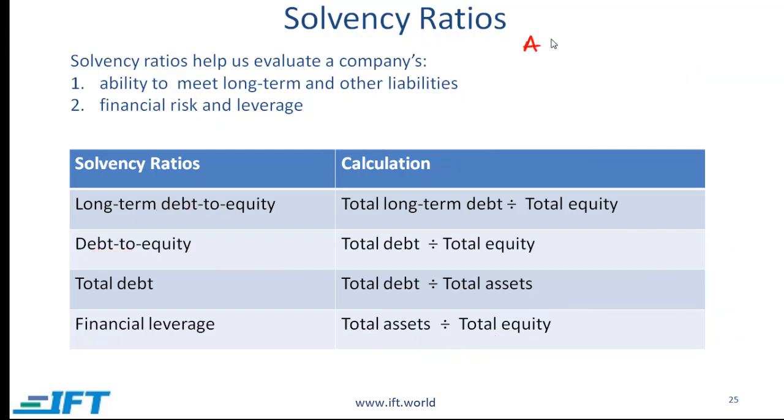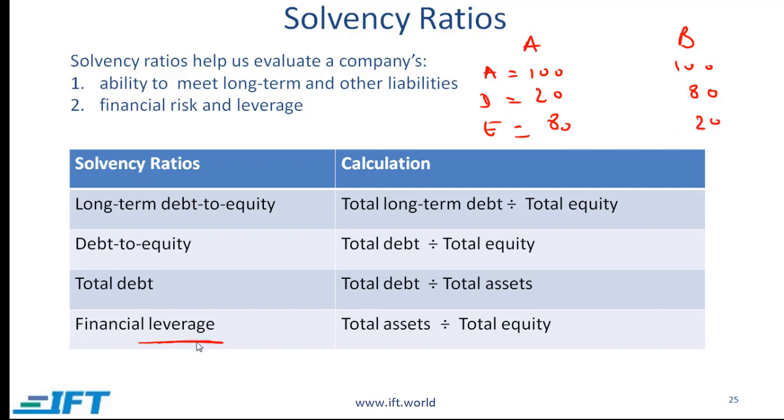Say you have two companies, A and B. Both have assets worth 100. For company A, the debt is 20 and equity is 80. Whereas for company B, the debt is 80 and the equity is 20.